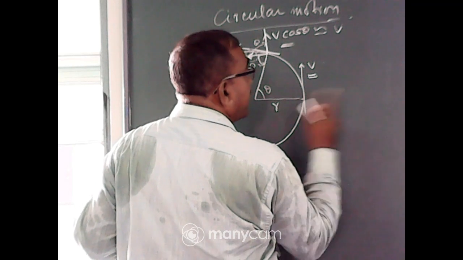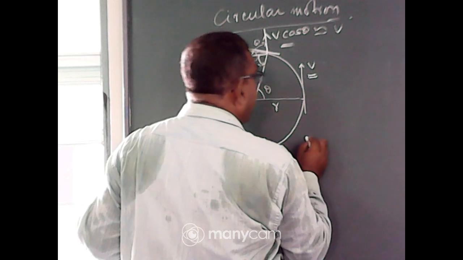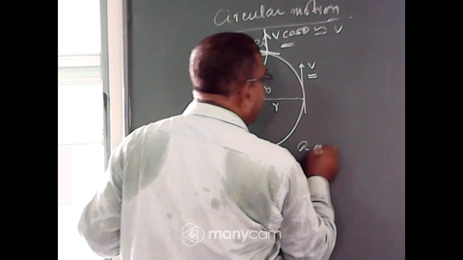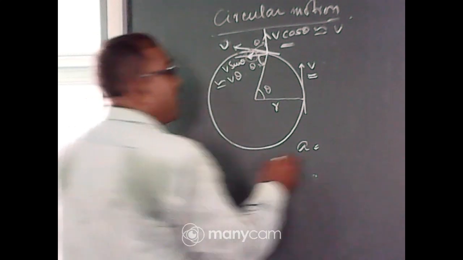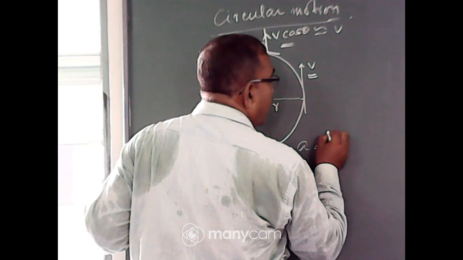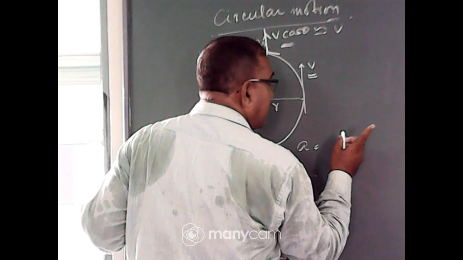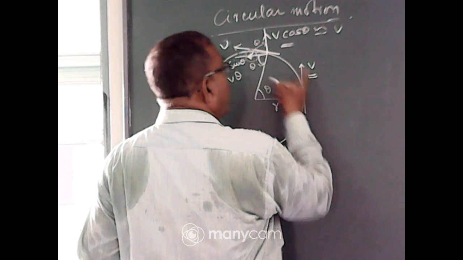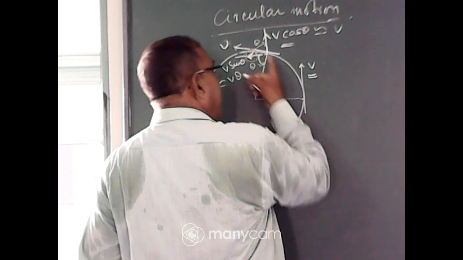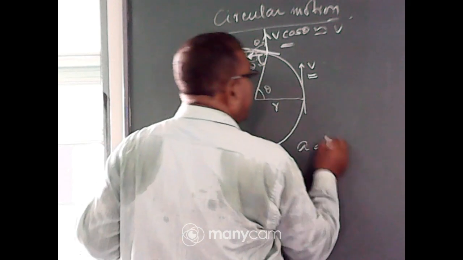So what will be its acceleration? The acceleration is v2 minus v1 by t, and that difference is equal to v theta by t.